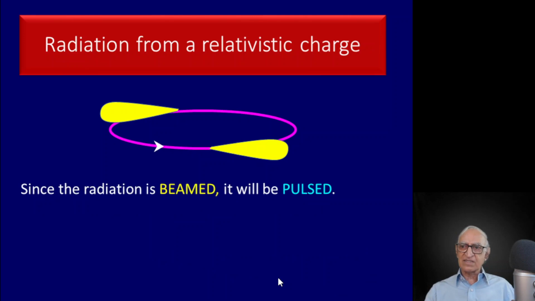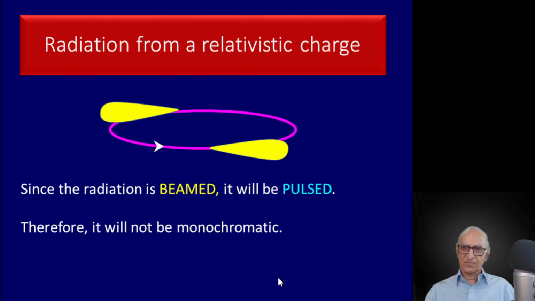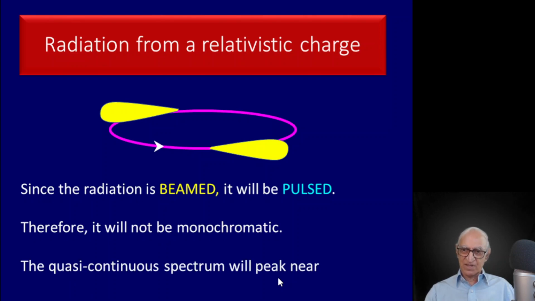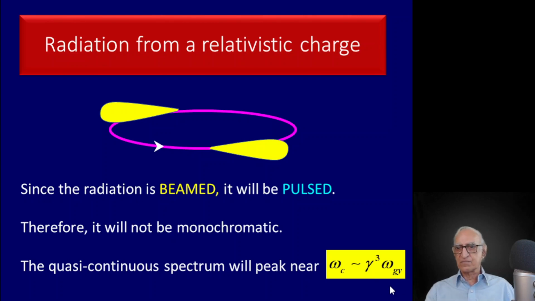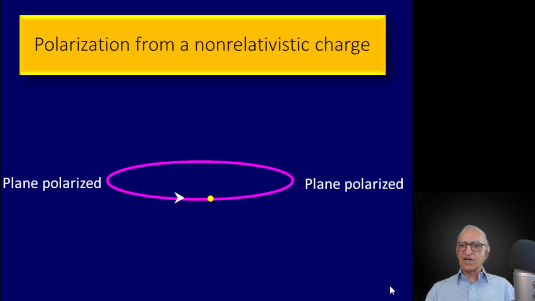And because the radiation is beamed in the forward direction, the radiation will be pulsed. And because it is pulsed, it will not be monochromatic. It will be a quasi-continuous spectrum, and it will peak near the characteristic frequency, which is gamma cubed times the gyration frequency. What about the polarization? The polarization from a non-relativistic particle, if you're looking in the plane of the orbit, will be linearly polarized. If you look from above or below, it will be right circular or left circular.